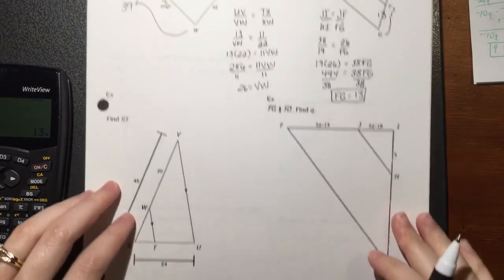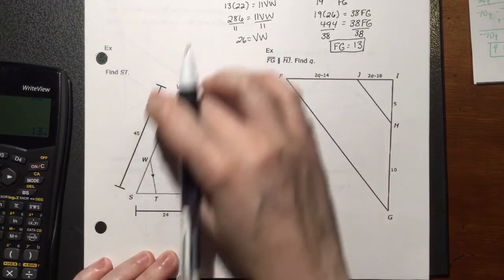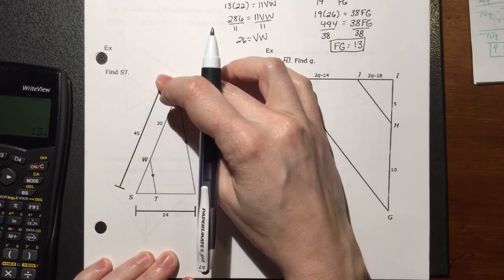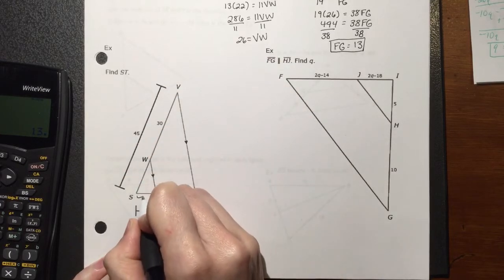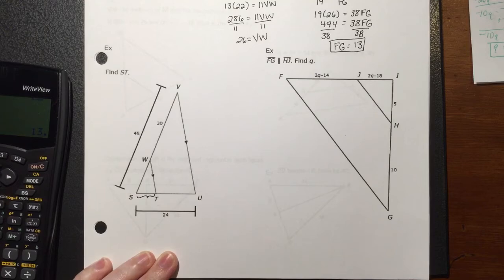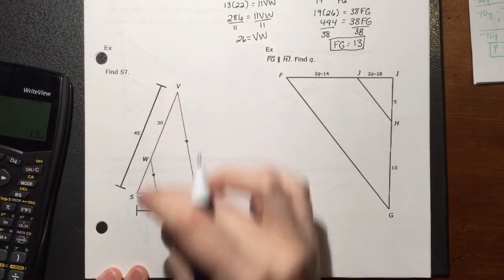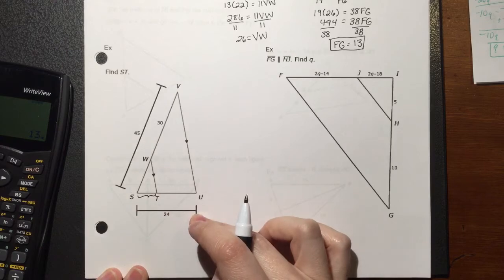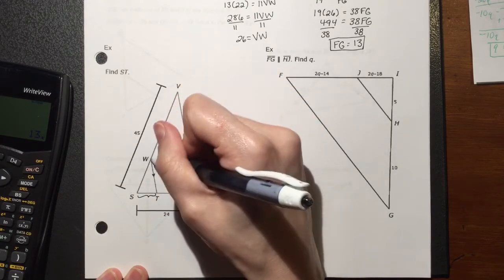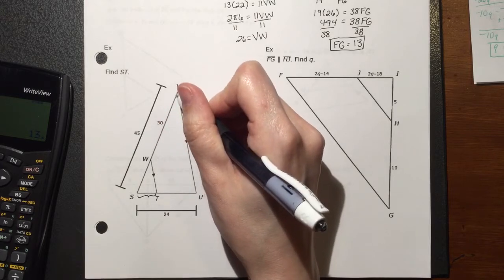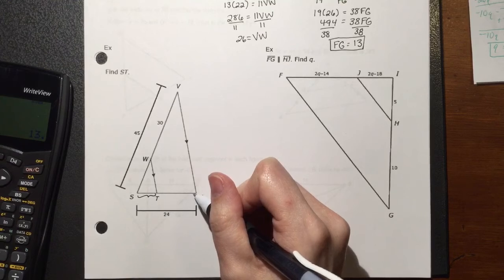Looking at the next type we have to solve. Looking at this one, they give us a whole big side on the top and a whole big side on the bottom, and we're looking for this little side right here. So we're going to be able to compare whole big side to whole big side, but the only part that they give us here is VW, and the only part that we can compare VW to is TU down here.